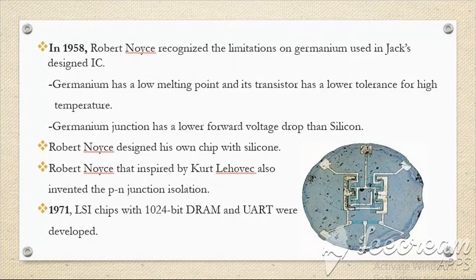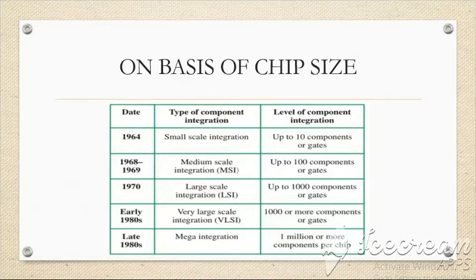In 1971, LSI chip with 1024-bit RAM and UART were developed. This is the simple summary that we prepared on the basis of chip size from 1964 until the late 1980s.